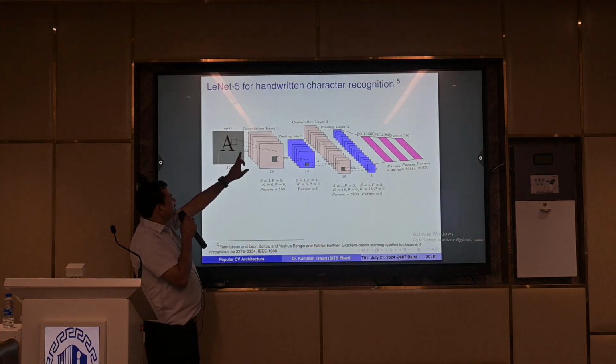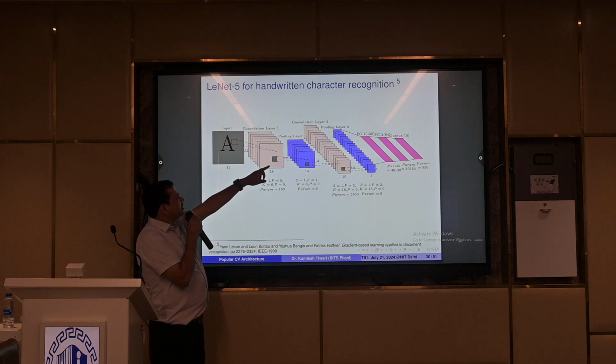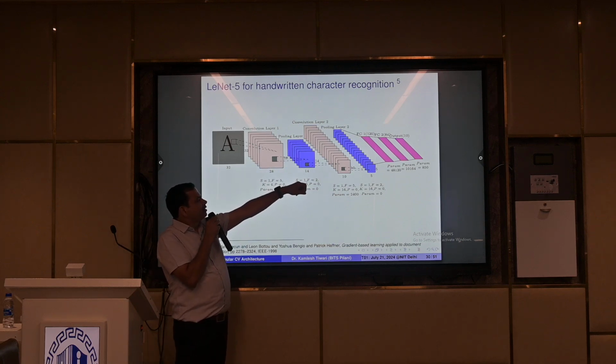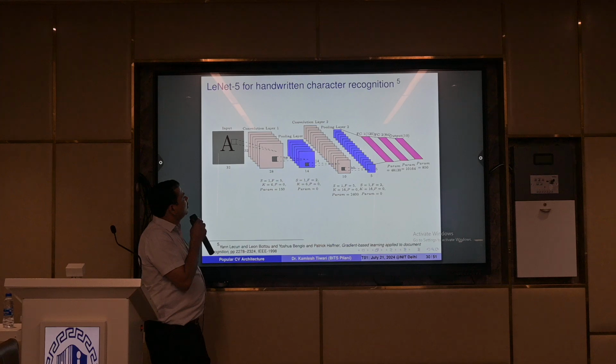Here we have a filter. So that's the convolutional layers. Correct. And this is the filter. Yeah. That size 28 by 28 is for the convolutional layer.